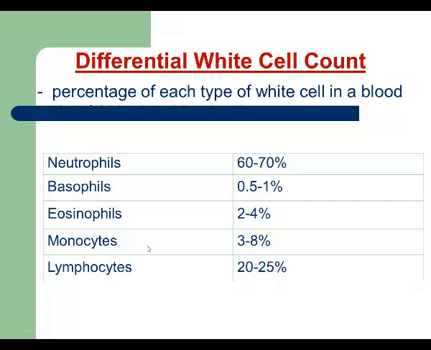Then the next group, monocytes, from 3 to 8%. Remember, monocytes give rise to macrophages. Then eosinophils, from 2 to 4%. Eosinophils participate in allergic reactions and also protect us against helminthic infections. And finally, the last group, basophils, up to 1%. We don't know much about the function of basophils, but we know that they participate in allergic reactions with eosinophils, and they are also part of inflammatory reactions.